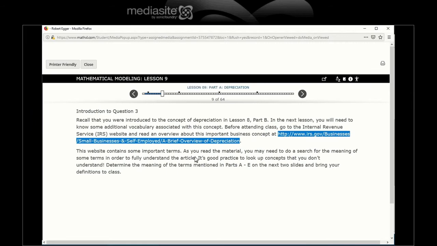Some important terms. As you read material, you may need to do a search for the meaning in some other articles. Good practice to look up concepts that you don't understand. Term meaning of the term mentioned in part A to E of the next two slides, and bring your definition to class. Tell you what, make sure you just have them written down in your notes someplace, and it'll be discussed in one of the follow-on textbook workbook sessions.